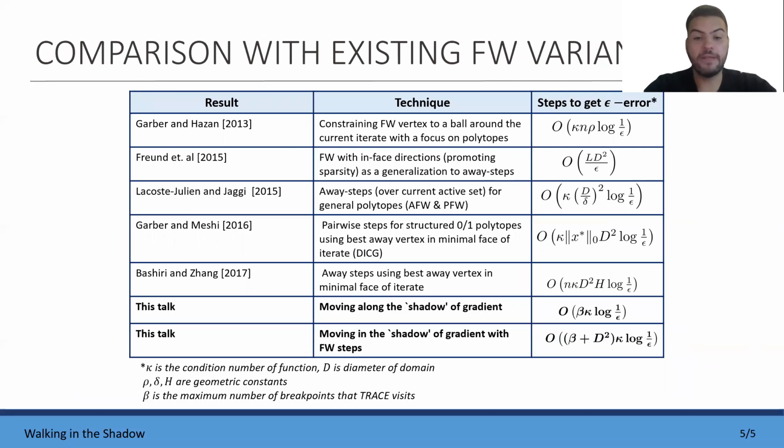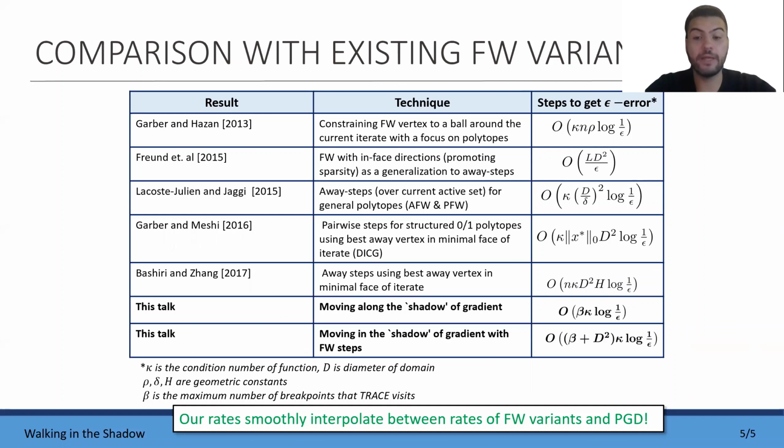So now we have a table that summarizes various existing CG variants and their convergence rates. The key takeaway is that the rates of CG variants depend on geometric constants, which we do not have. Instead, our rates depend on a constant beta, which is the number of breakpoints the trace procedure visits. This constant is invariant to any geometry deformations preserving the facial structure of our polytope P. So our rates smoothly interpolate between the rates of CG variants and PGD.